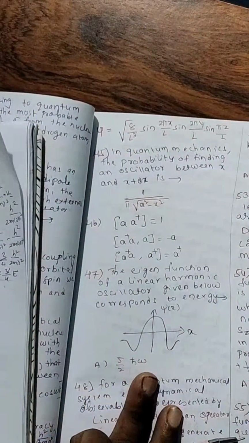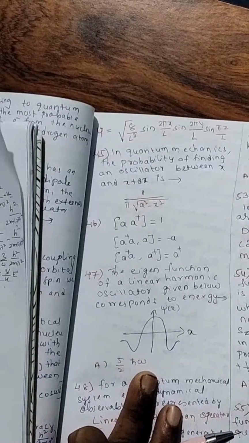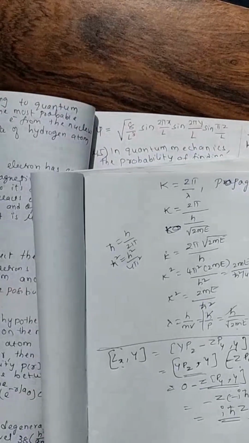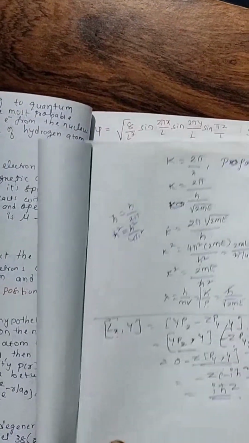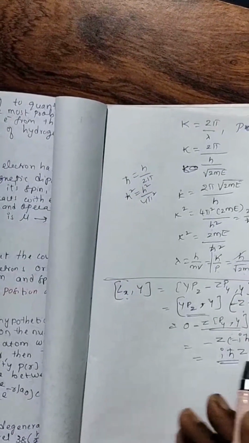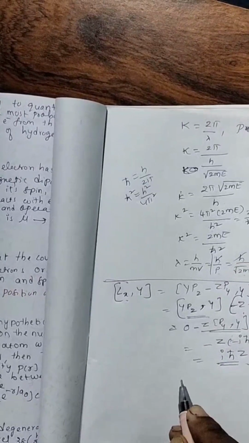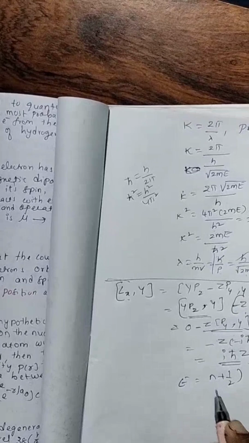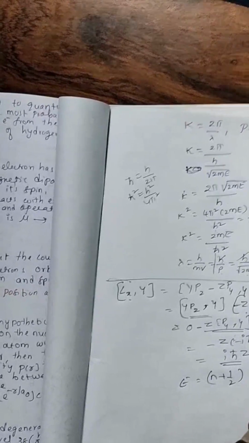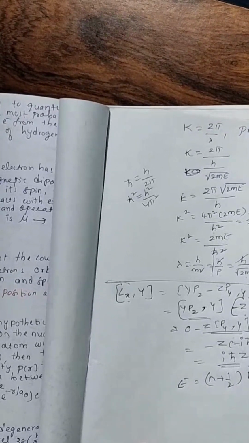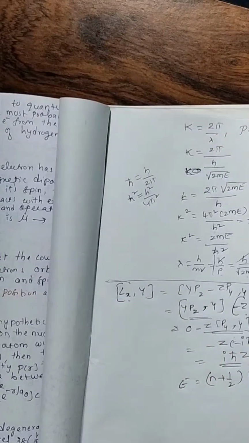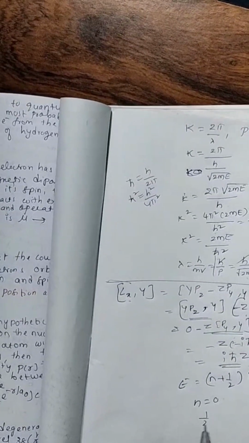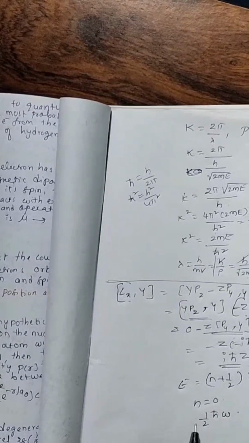So he gave this graph. The eigenfunction of linear harmonic oscillator we have to find. Okay. So for that, what is it for linear harmonic oscillator? The energy is E equal to (n plus half) h cut omega. Alright. For ground state, n equal to 0, half h cut omega.